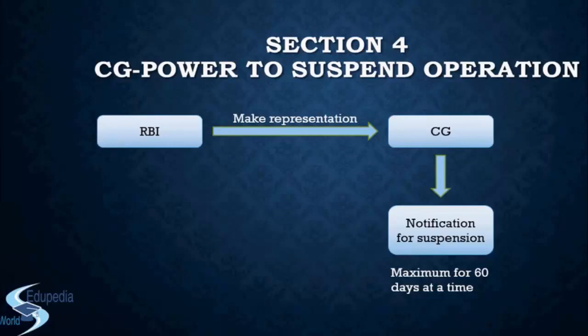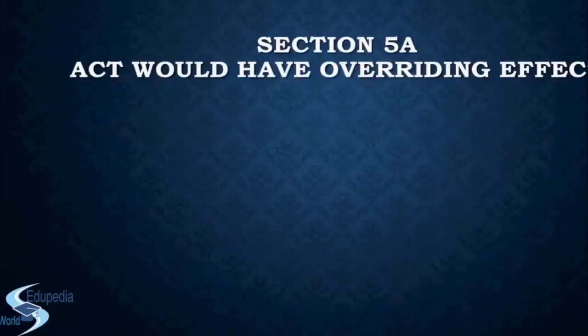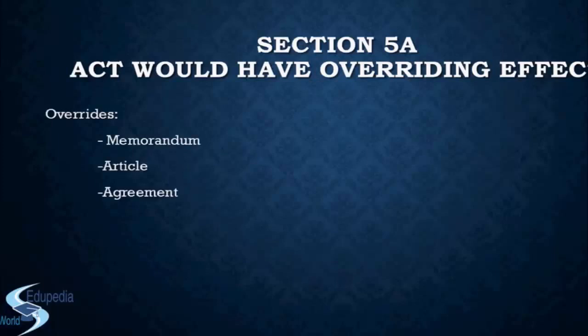We move on to the next section, which is section 5A, which says that the act would have an overriding effect. This is the entirety of the act that we have been discussing throughout the lectures, right? That the act, the Banking Regulation Act, would always have an overriding effect on the memorandum, on the articles, on the agreement that is entered by the company with anybody else or amongst the members, whatever. Any kind of agreement would never override the act, right? The act will supersede, right?